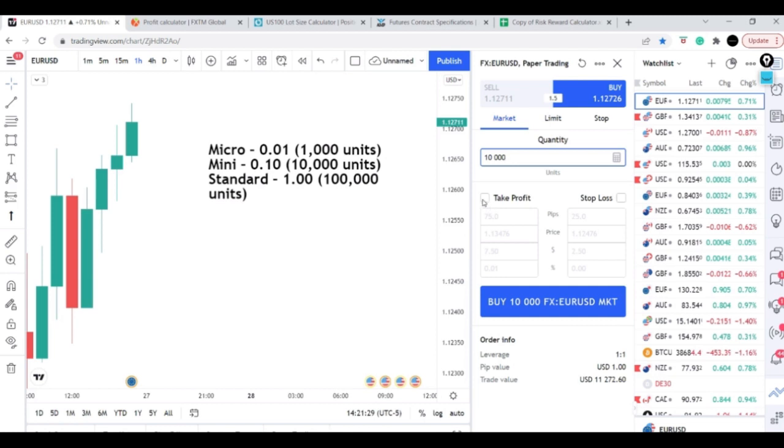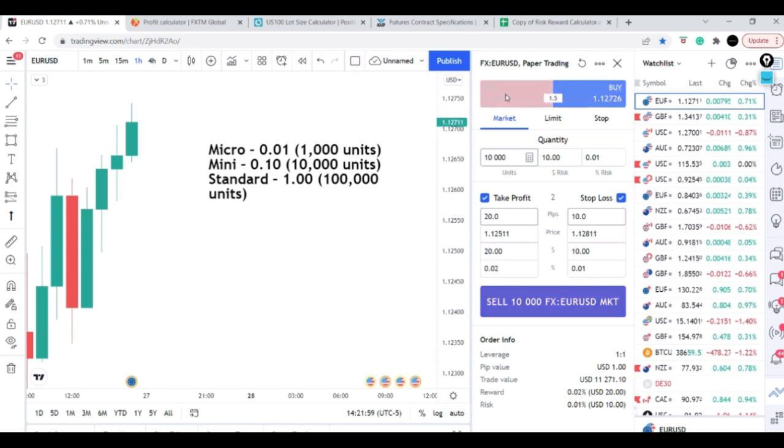So you put in the take profit, you put in how many pips. Let's say take profit would be 20 pips, and you put in the stop loss. Let's say your stop loss is 10 pips. So you put in that, and basically you put in the units right here, and make sure that you click buy or sell, okay, right here. And this is the market order right here, and you just press buy.